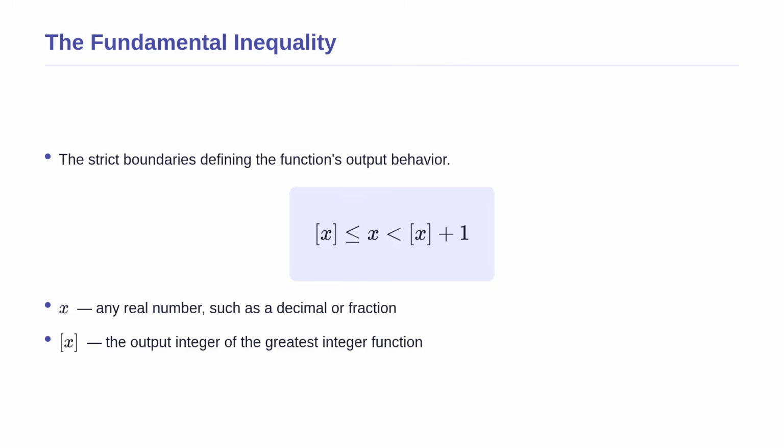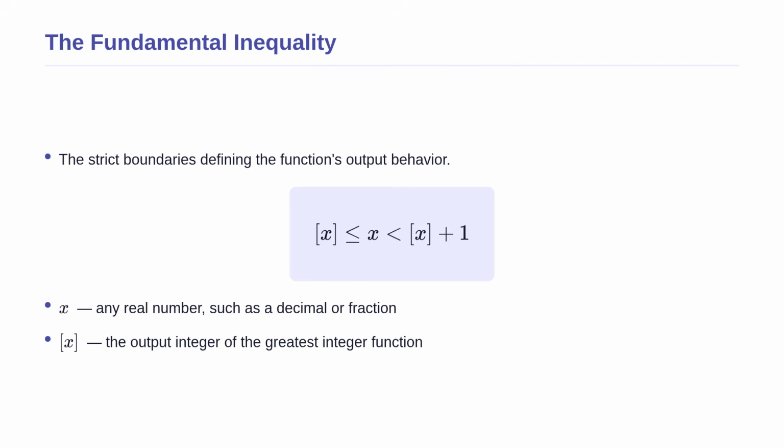This visual understanding leads us directly to the fundamental mathematical inequality that defines this function. Conceptually, this rule sets the strict boundaries for what the output can be, guaranteeing predictable behavior. The formula states that the output integer is always less than or equal to the original number x. Furthermore, the original number x is strictly less than the next consecutive integer, which is the output plus 1.